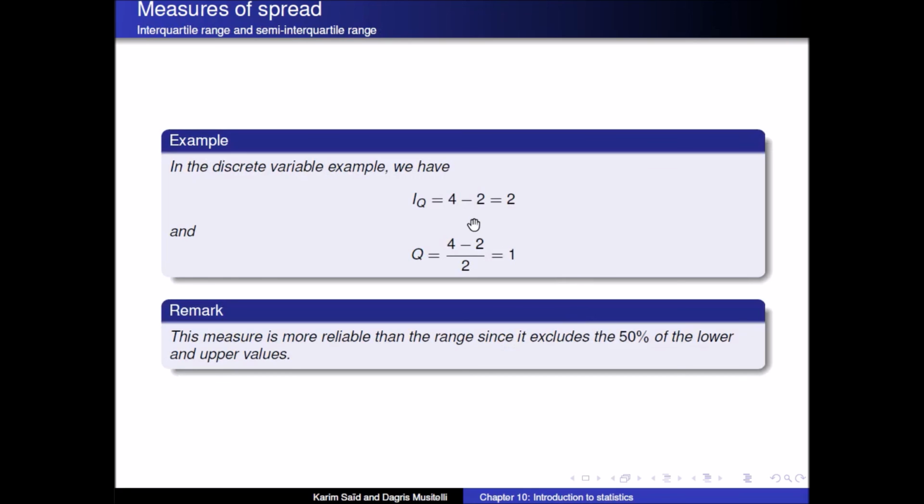So here we have an example. We saw before the third quartile was 4 and the first quartile was 2. So when we subtract, we have 2, which is the interquartile range. And we can divide it by 2 in order to get the semi-interquartile range. This range is more reliable than the general range, because we just consider the values in the center. We exclude the 50% of the lower and upper values.